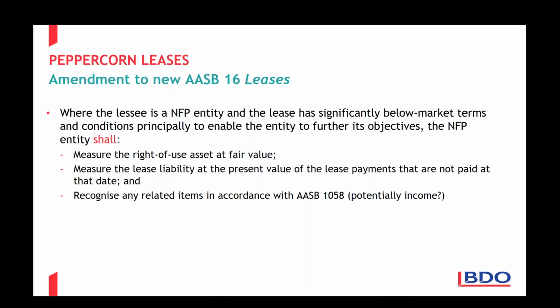If we look at peppercorn leases, and this is just briefly for our not-for-profit clients so they don't think we've forgotten about them, there's an amendment to the new AASB 16 that says if you're a lessee in a peppercorn lease where you pay $1 a year for 30 years, and you work out your lease liability, it is $1.